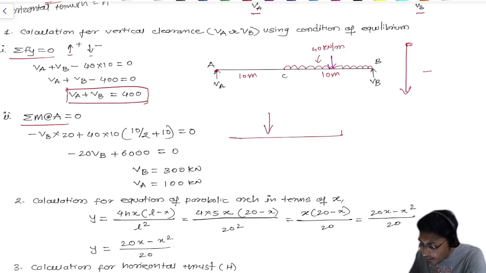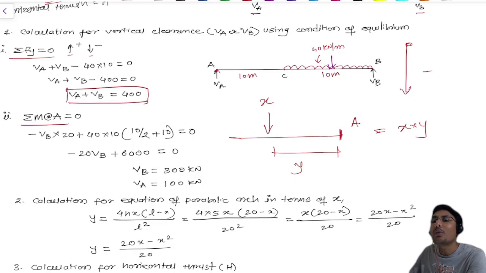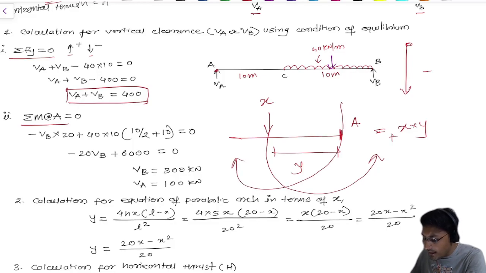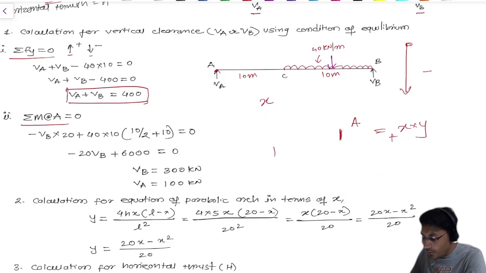Moment is always calculated as force into perpendicular distance. If I take a moment at a point, and this is some load x and the distance from it is y, then my moment will be x into y, with whatever sign applies. If the load is moving like this, it is positive. If the load is moving like this, it becomes negative. So this is the sign convention we also need to understand.